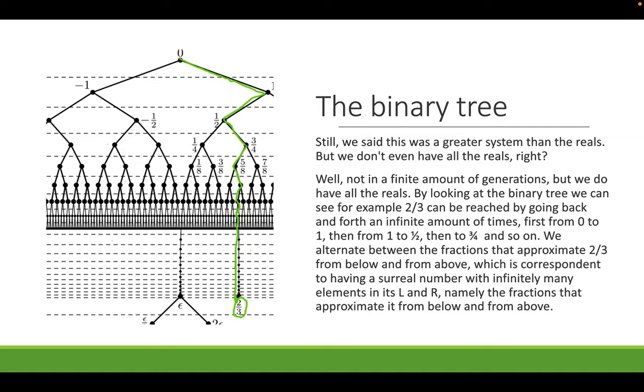For example, 2/3 itself can be reached by going back and forth an infinite amount of times, first from 0 to 1, and from 1 to 1/2, to 3/4, 5/8. We approximate it by alternating between the fractions that approximate it from below and from above, which corresponds, in fact, to having a surreal number with infinitely many elements in its L and R. Namely, those would be the fractions that approximate it from below and from above.